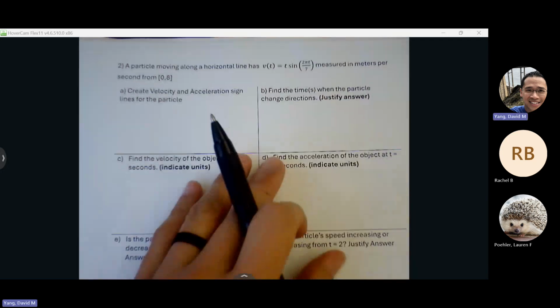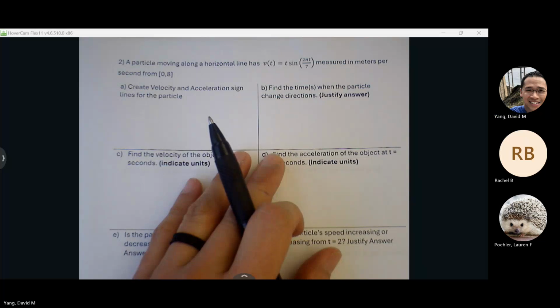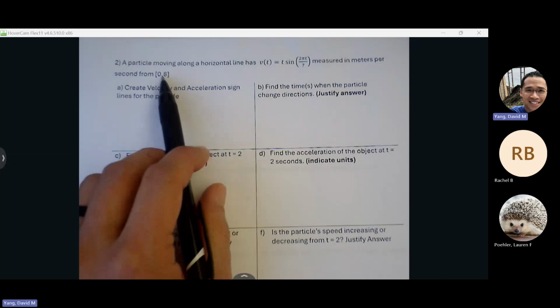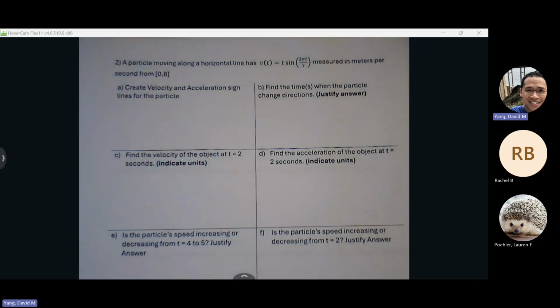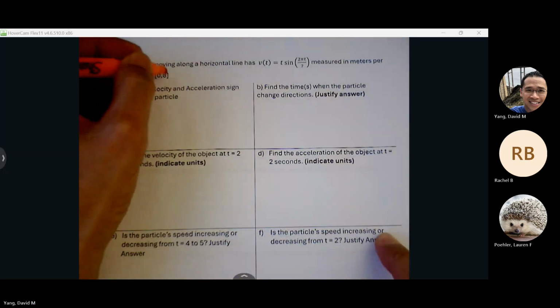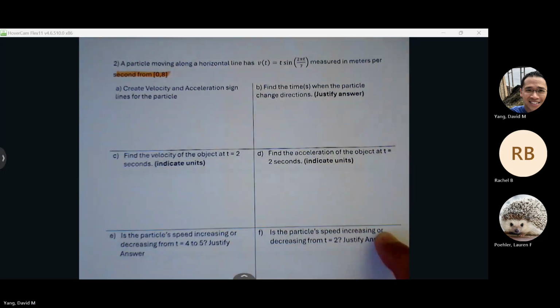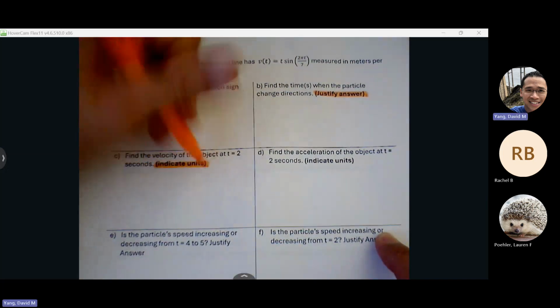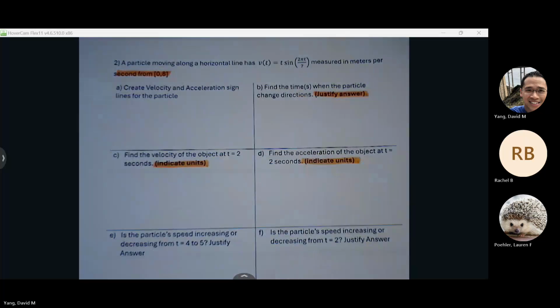All right, number 2, I'm making some adjustments here. I found these things to add after I printed it out. So if you guys can do some changes here, the interval is from 0 to 8 instead of from 0 to 6. So let me highlight that change. And then I added some additional instructions. Part B, justify your answer. Part C, indicate units. Part D, indicate units.